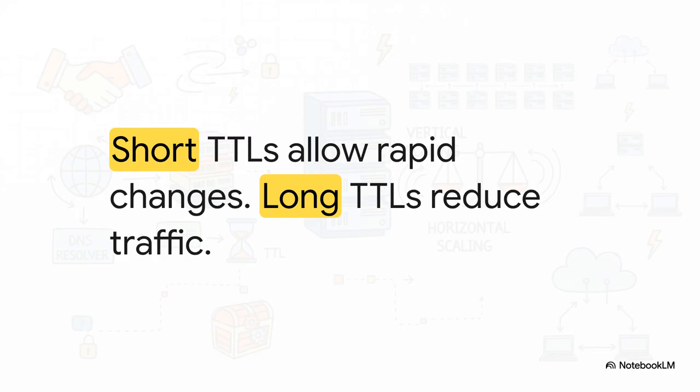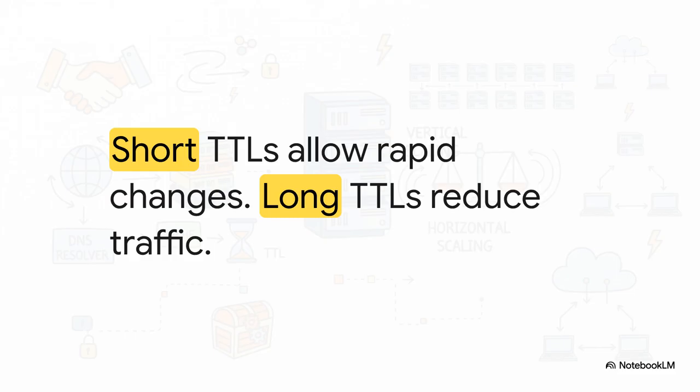Now, doing that entire 5-step lookup every single time you click a link would literally break the internet. And that is exactly why caching, controlled by TTL, or time to live, is so absolutely critical. A short TTL, say 60 seconds, allows for rapid IP changes, while a long TTL, like 24 hours, massively reduces network traffic.